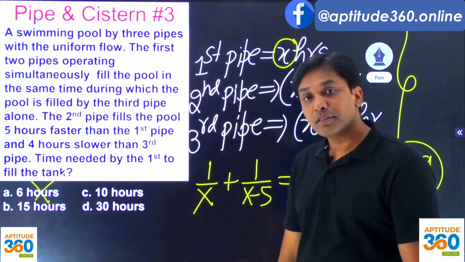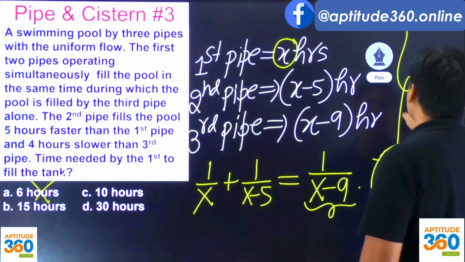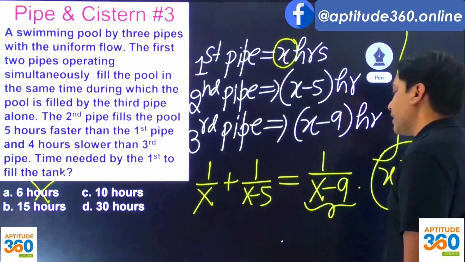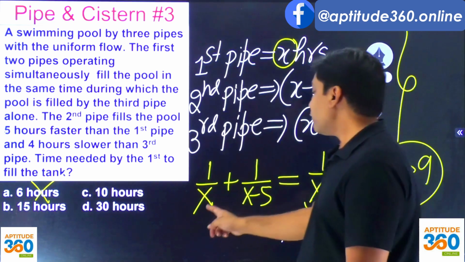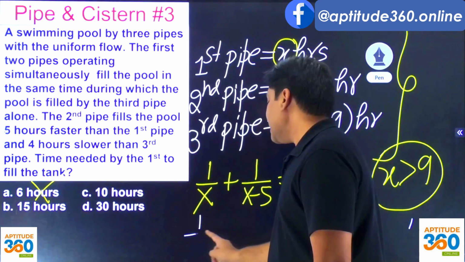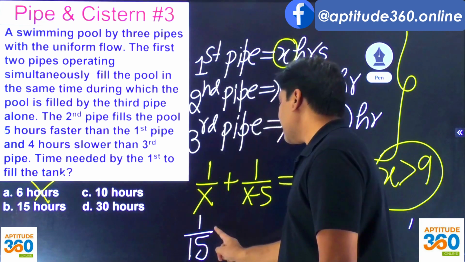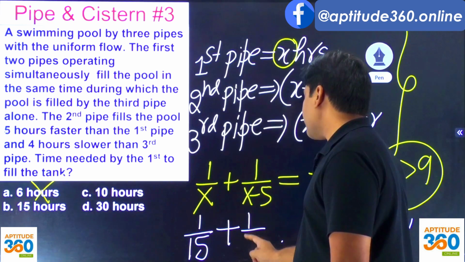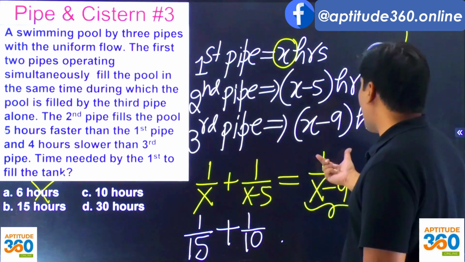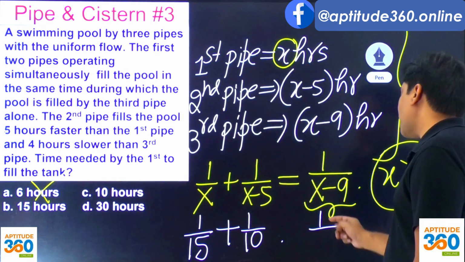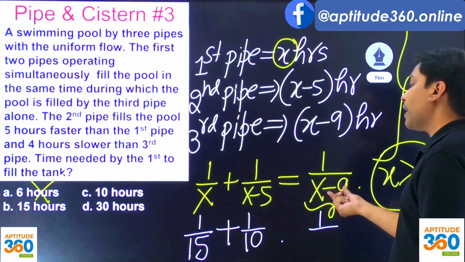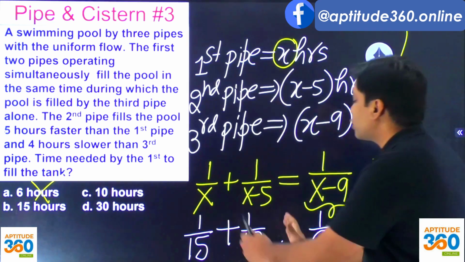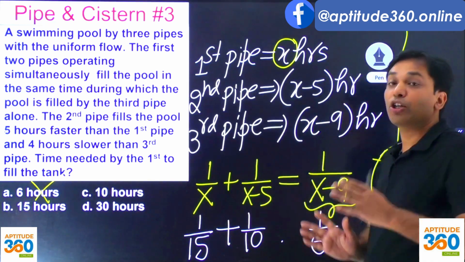Do you understand? What if I take the second option out here? What if my second option is the right answer? So the value of x becomes 15. So this is 1 by 15. I'm just checking this. And this value is going to be how much? 1 by x-5 is 1 by 10. And what is this? This is 1 over 15 minus 9. 15 minus 9 is 6. If this becomes 1 by 6, then this is our answer.